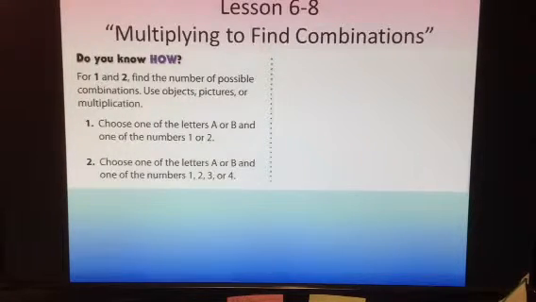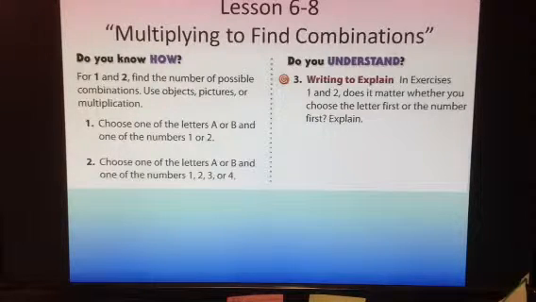Try this one. Choose one of the letters A or B and one of the numbers 1, 2, 3, or 4. The first list has 2 items in it, A and B. The second list has 4 items in it, the numbers 1, 2, 3, and 4. 2 times 4 is 8. There are 8 combinations.